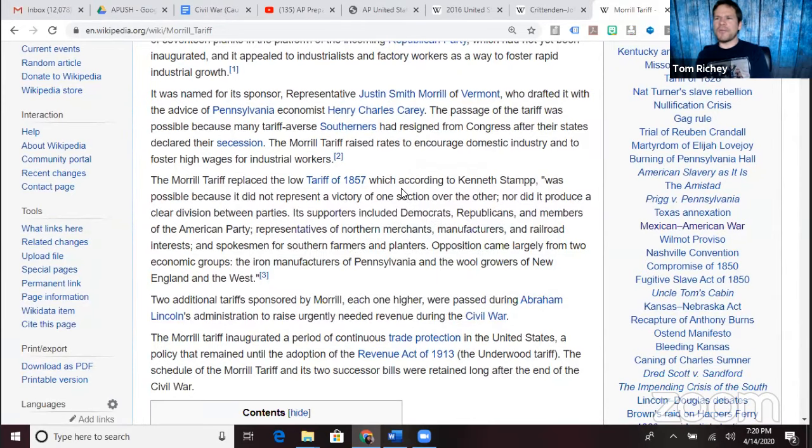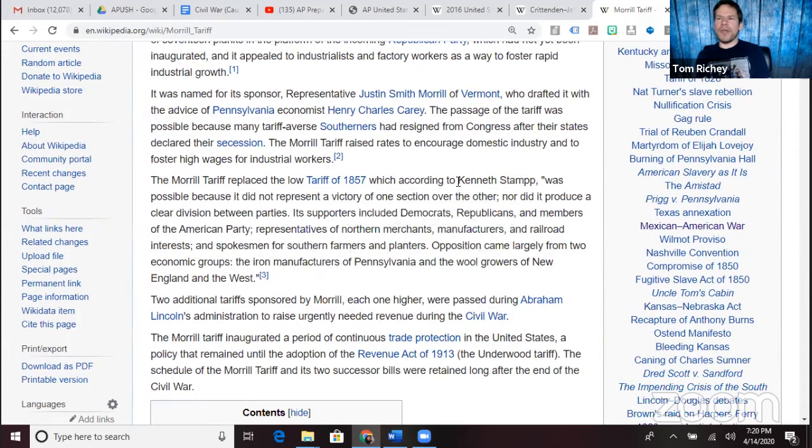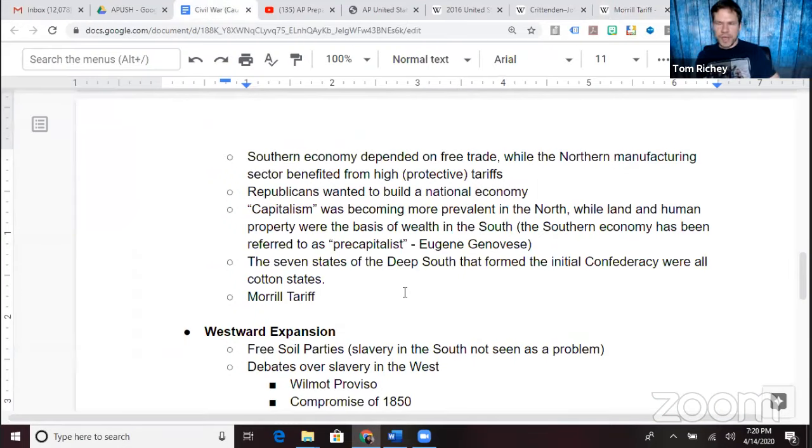It was supported by Democrats, Republicans, and Northern merchants. So basically what happened here was that the Morrill Tariff replaced a low tariff with a higher tariff. We see here a high protective tariff passed in March of 1861. As soon as the Deep South left, there now were the votes to put this high tariff there.